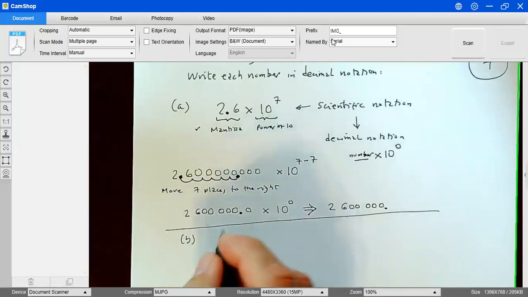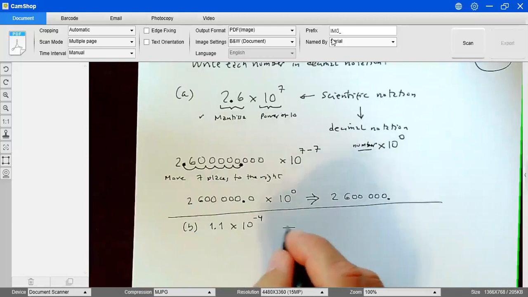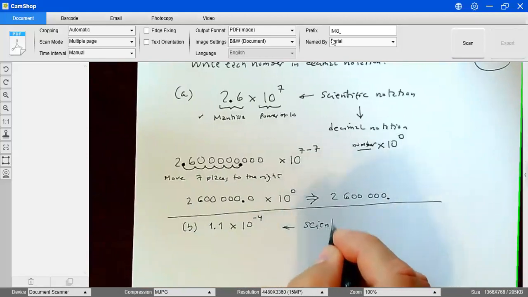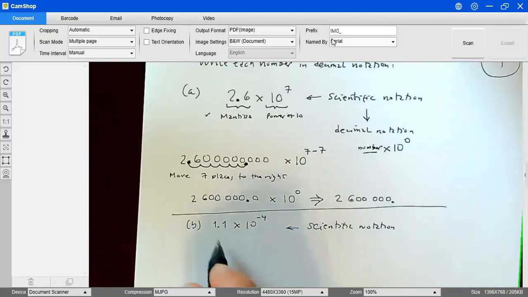So now we have 1.1 times 10 to the negative 4. So this is scientific notation. Now I need to move this decimal point either to the left or to the right. If I move it to the right, I'm going to subtract, so I'm going to get more negative. I need to move it to the left now to add.